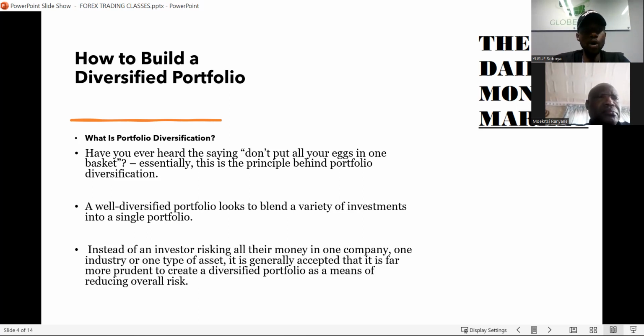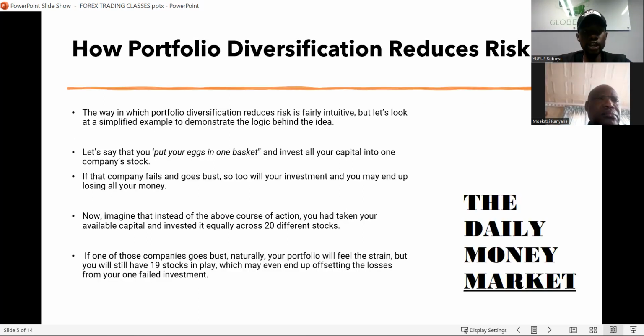A well-diversified portfolio looks to bring a variety of investments into a single portfolio. Instead of an investor risking all their money in one company, one industry, or one type of asset, it is generally accepted that it is far more prudent to create a diversified portfolio as a means of reducing the overall risk. We'll get to that.